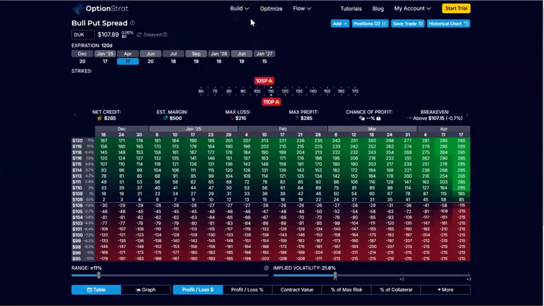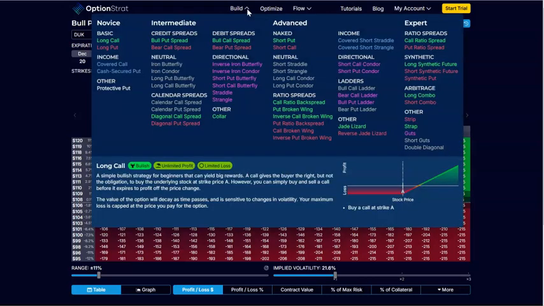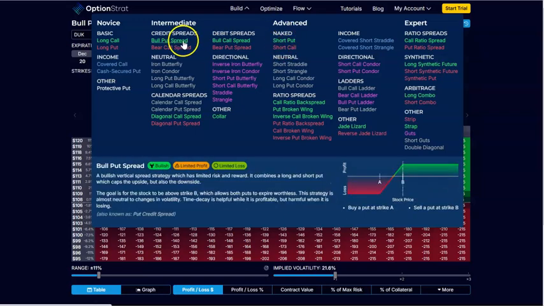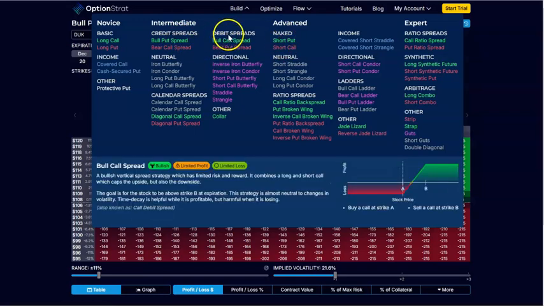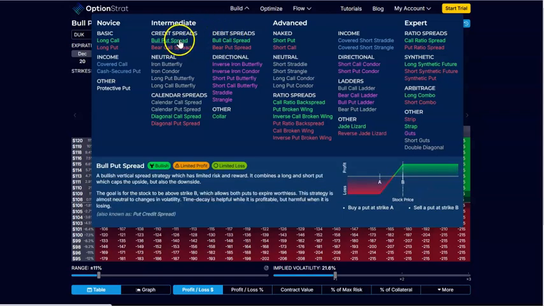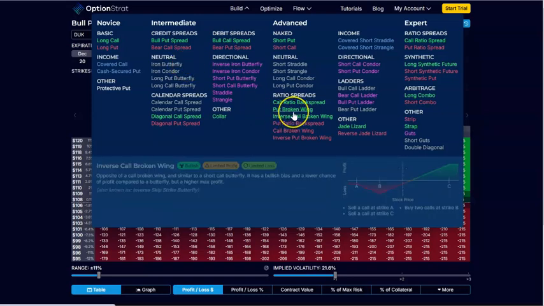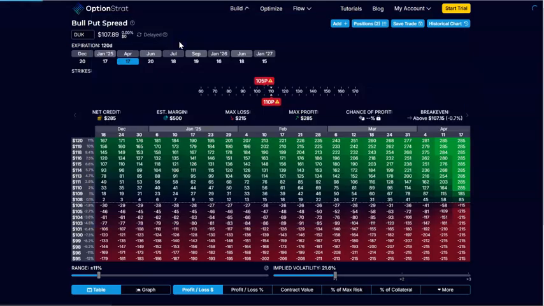Well, there's lots of things you can do with this tool. These are all the strategies that you can actually do, and the one I use mostly is I sell a bull put spread, which is a credit spread, versus debit spreads, which you have to pay. This money goes right in your pocket. And a lot of people trade iron butterflies and iron condors. I like the broken wing strategy as well. But you select the strategy you want.